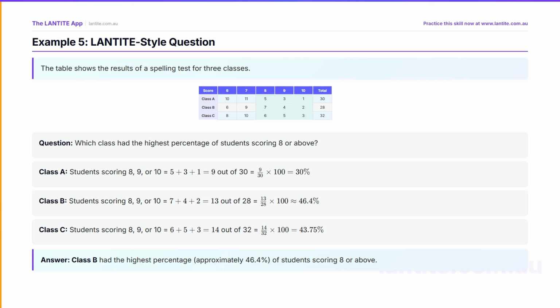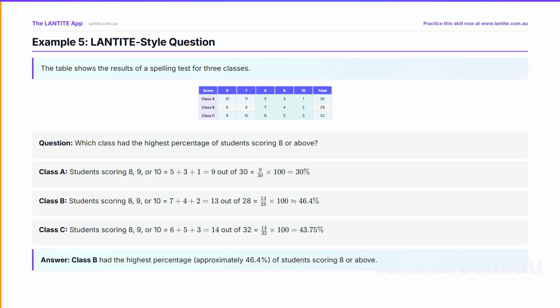Here's a LANTITE-style question that requires multiple steps. The table shows spelling test results for 3 classes. We need to find which class had the highest percentage scoring 8 or above. For Class A, we add students who scored 8, 9, or 10. 5 plus 3 plus 1 equals 9 out of 30 students, which is 30%. For Class B, 7 plus 4 plus 2 equals 13 out of 28, which is about 46.4%. For Class C, 6 plus 5 plus 3 equals 14 out of 32, which is 43.75%. So Class B had the highest percentage.